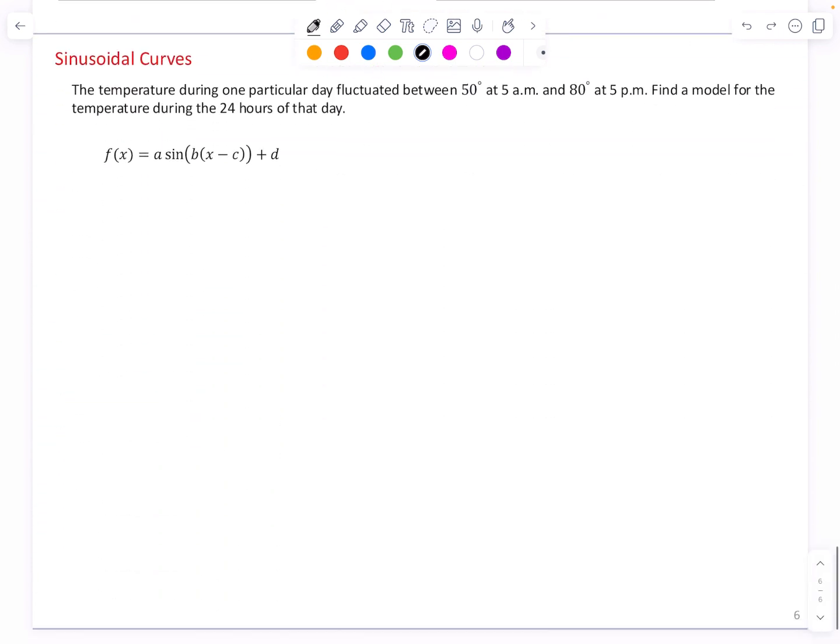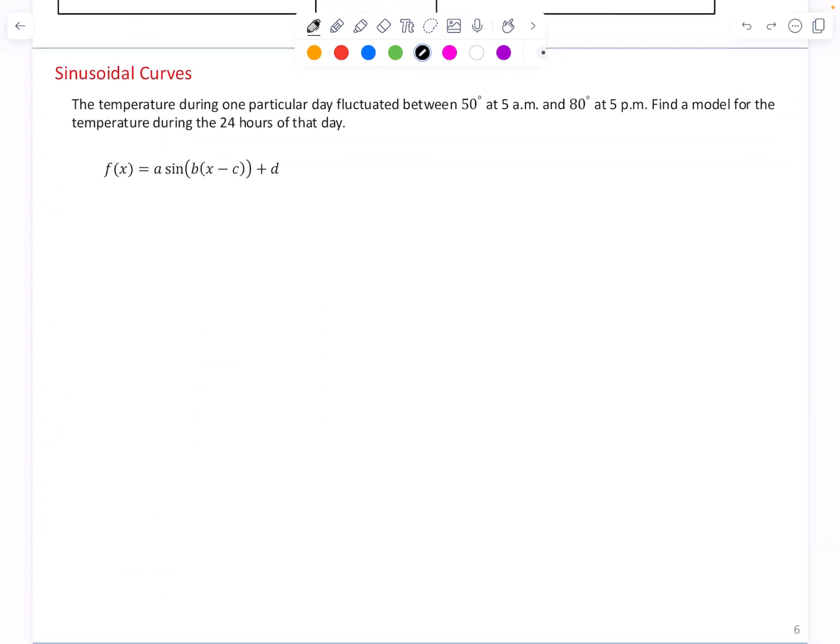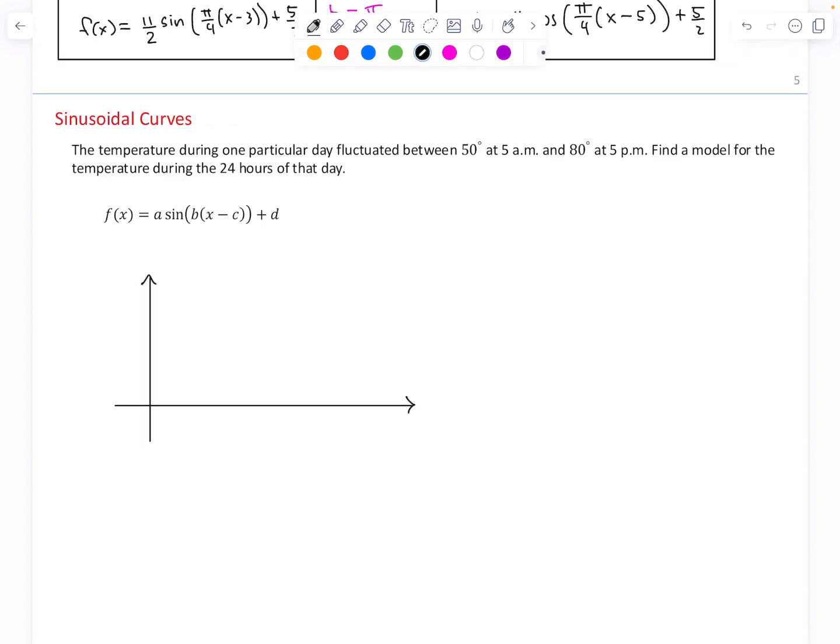Okay, last slide. The temperature during one particular day fluctuated between 50 degrees at 5 a.m. and 80 degrees at 5 p.m. Find a model for the temperature during the 24 hours of that day. Let's assume a sinusoidal curve. We want to make a graph of time versus temperature, where temperature is measured in degrees Fahrenheit. We'll presume that these are Fahrenheit measurements.